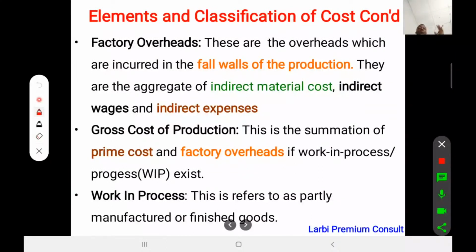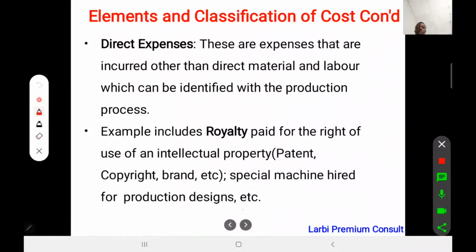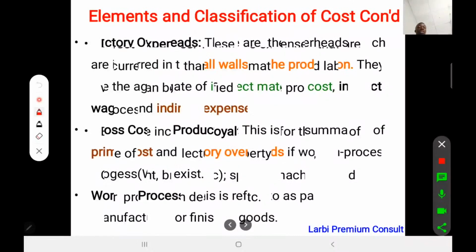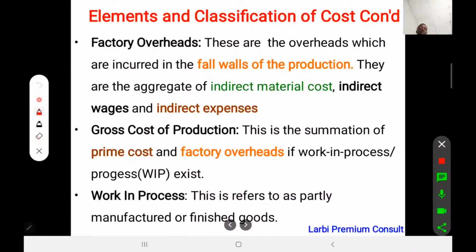So as I've defined here, when you add direct expense, direct labor, and direct material, you get your prime cost. Likewise, when you add all the indirect material, labor, and expense, you get your factory overhead. At any time you add the two, the factory overhead plus the prime cost, you get what we call your gross cost of production.